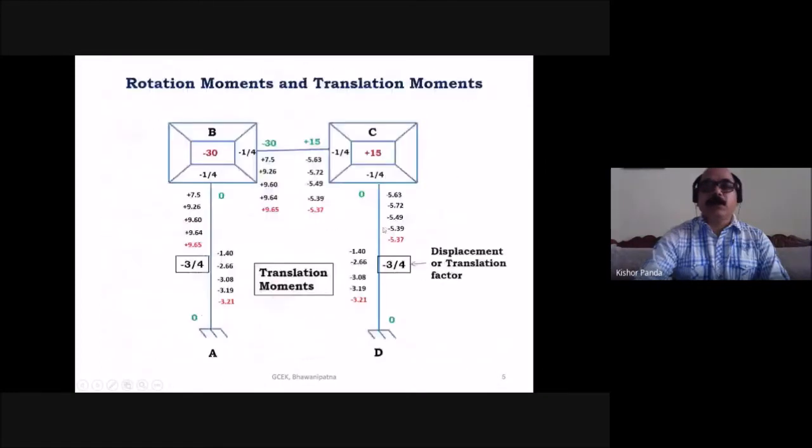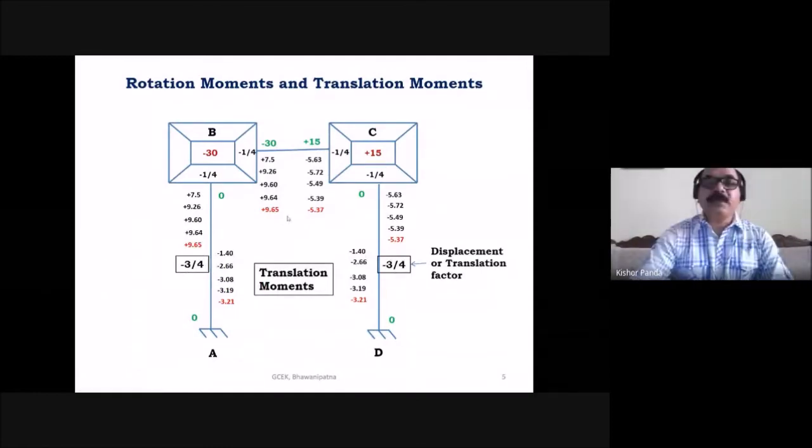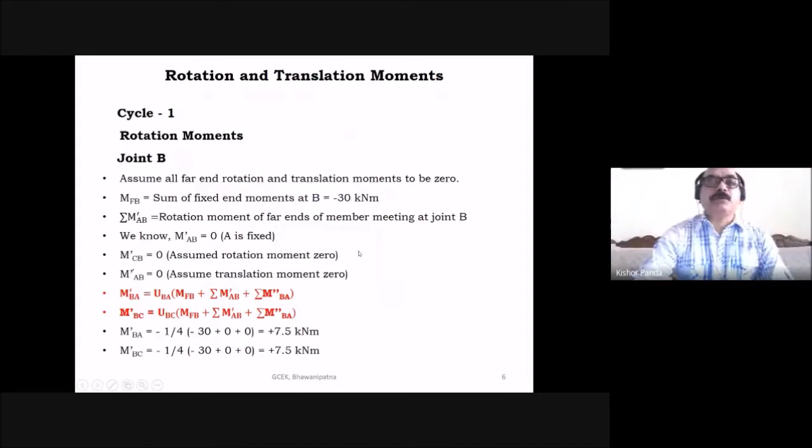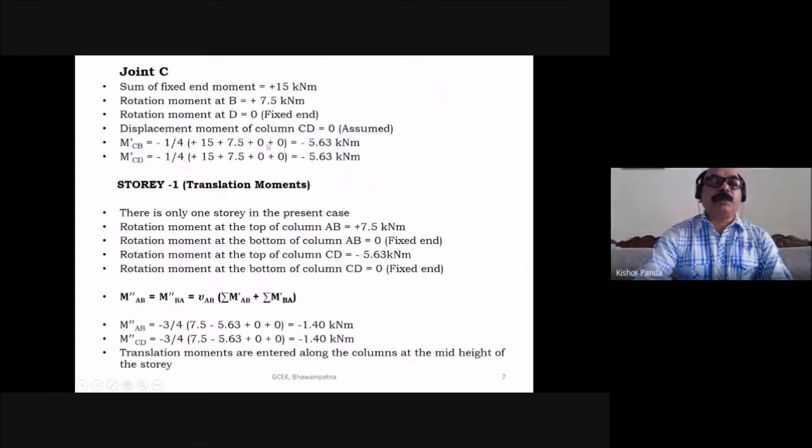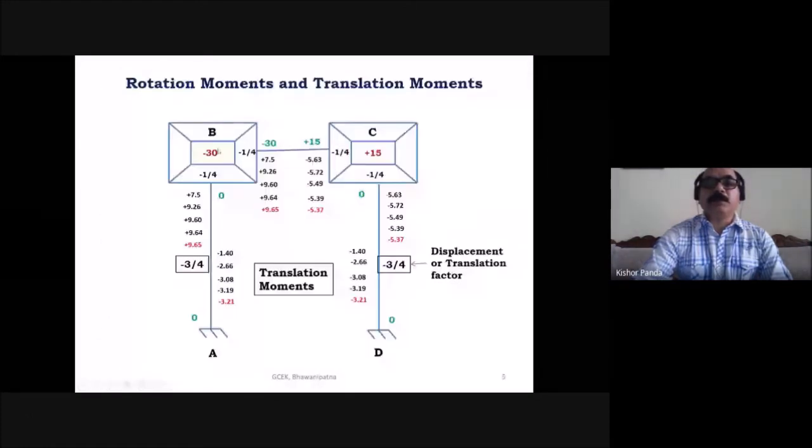You have to assume the displacement or translation moment of this column is 0, because at joint C, this is the vertical member meet at the joint C. Displacement moment of this column you have to assume 0. CD you assume 0. Then you find out what is the M dash CB and what is the M dash CD.